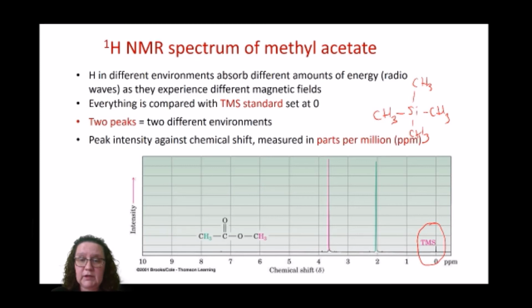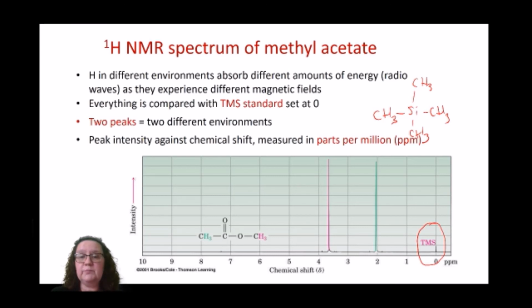ppm means parts per million, and what we measure on the x-axis is something called chemical shift, and I will talk about chemical shift. We use the letter delta to call it, and on the y-axis is the intensity of the signal. So the signal at 0 is the standard, the TMS, the tetramethylsilane, because the rest of the spectrum is going to be a scale with respect to that 0. So we define TMS as the peak that appears at 0.